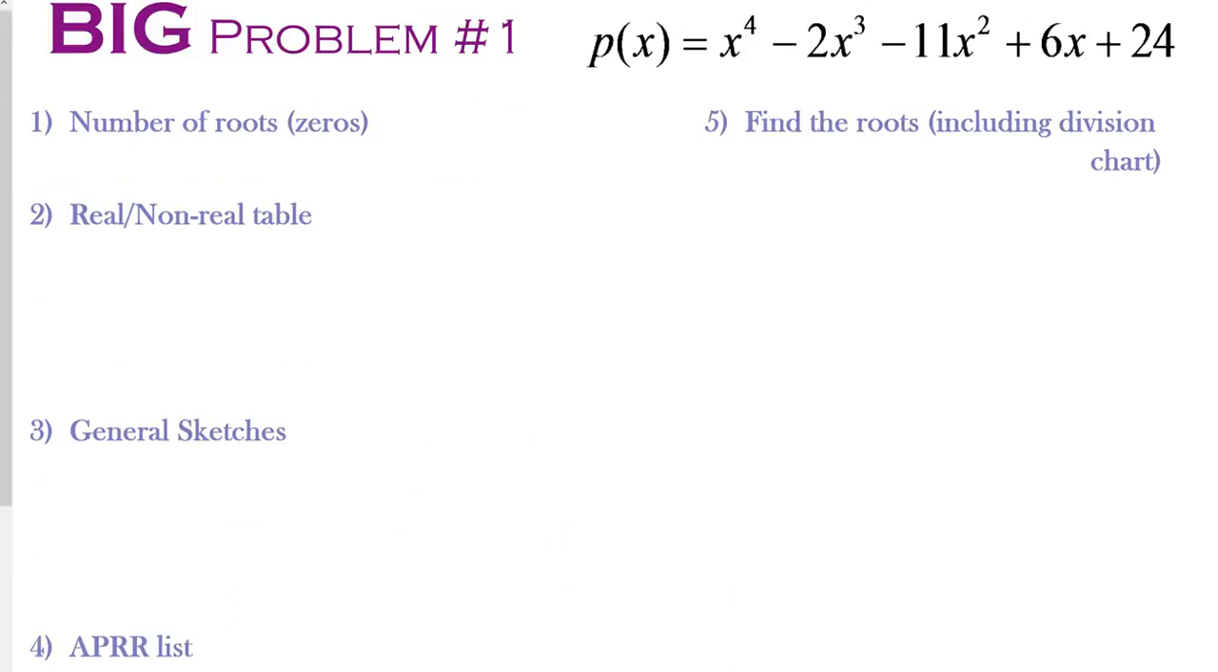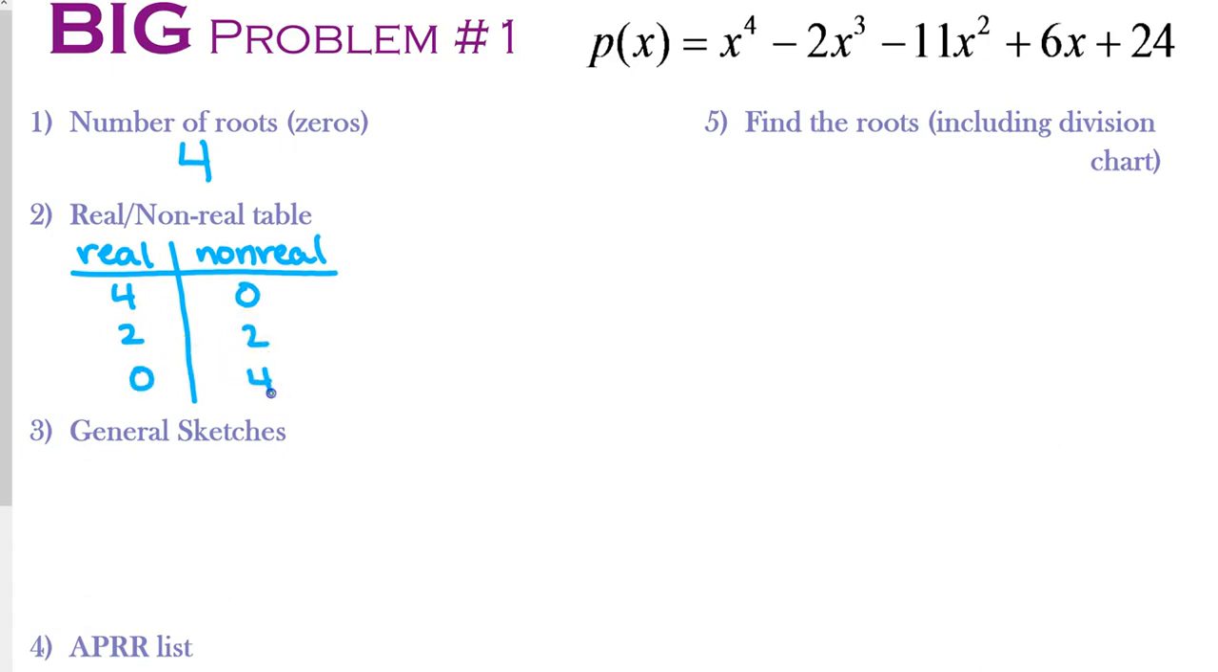Okay, so here's big problem number 1. So notice we have p of x. P of x is a quartic polynomial. The highest exponent is 4, so the number of roots is 4. Okay, bada boom, bada bing, that part is done. Real and non-real table. Remember that non-real roots always come in pairs. So there are 4 roots altogether, so it could be that 4 of them are real and 0 of them are non-real. It could be that 2 are real and 2 are non-real, or it could be that 0 are real and 4 are non-real.